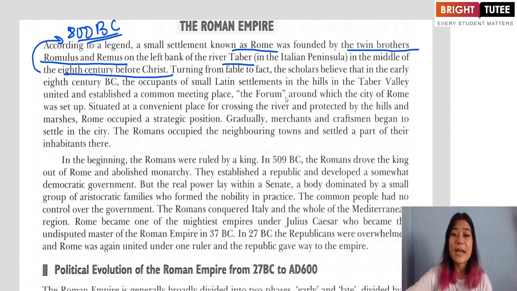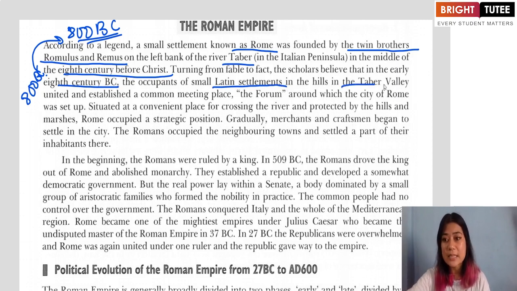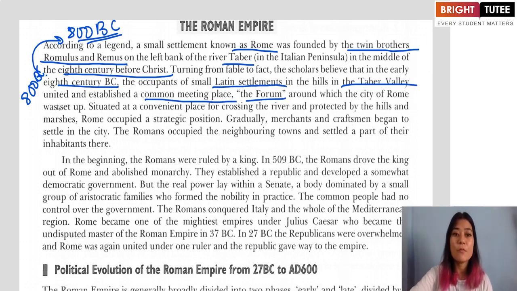Now, there's another belief, held by scholars. They believe that in the early 8th century BC, the occupants of small Latin settlements in the hills in the Tiber Valley united and established a common meeting place called the Forum, around which the city of Rome was set up. So scholars believe that a Latin settlement was set up in the hills in the Tiber Valley, and they established a common meeting place for all the people living there, and that was called the Forum. This later became the city of Rome. This led to the foundation of the city of Rome, and that is how Rome came into existence.